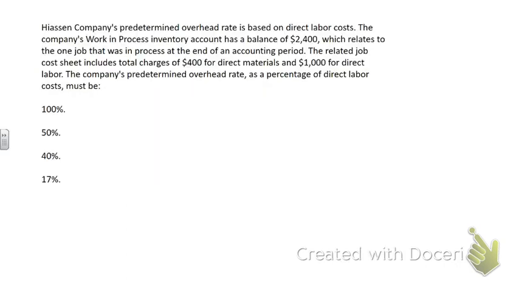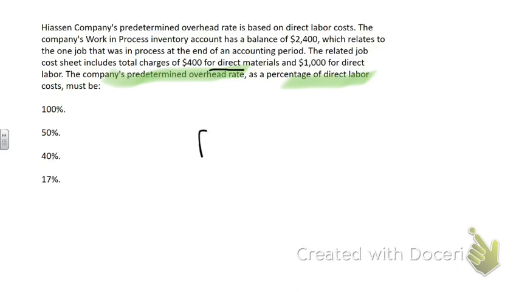On to the next question. Once again, I always go to the end and find out what I'm looking for first. Predetermined overhead rate as a percentage of direct labor costs. So it's a percentage of direct labor costs. Let's see what I have for my question here. The work in process account had a balance of $2,400 in it, which relates to one job that was in process. The related job had direct materials of 400.